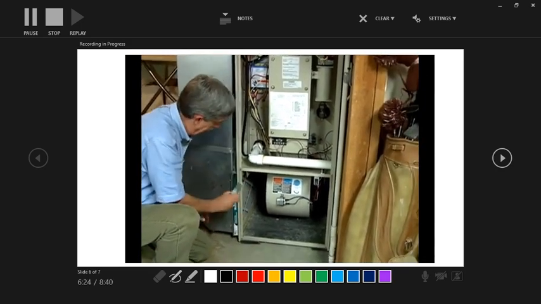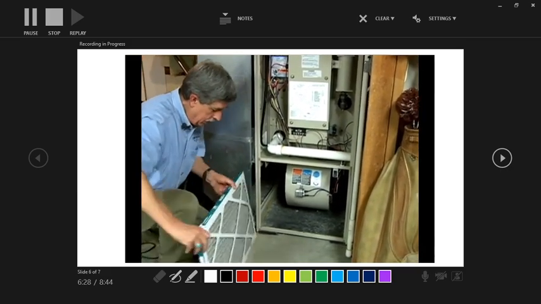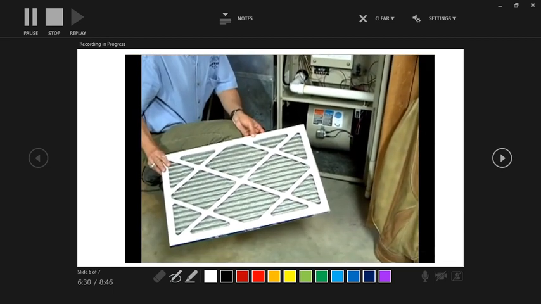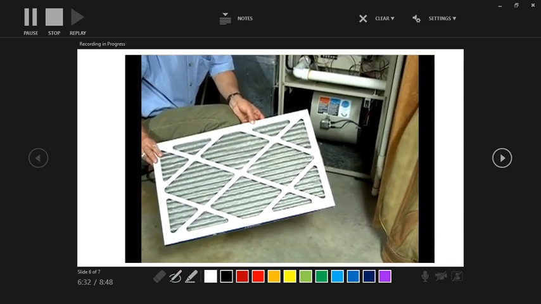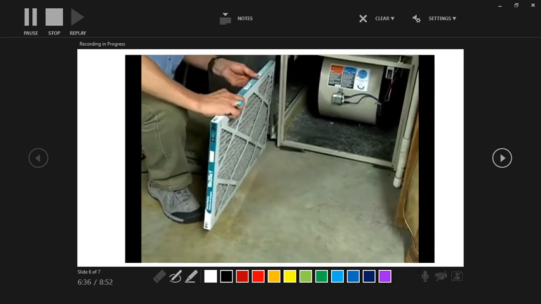Now, of course, it's a good time to go ahead and check the furnace filter. At the end of the winter, this one's not in too bad a shape. Probably needs to be replaced. And you also want to make sure the filter fits real tightly in its opening.